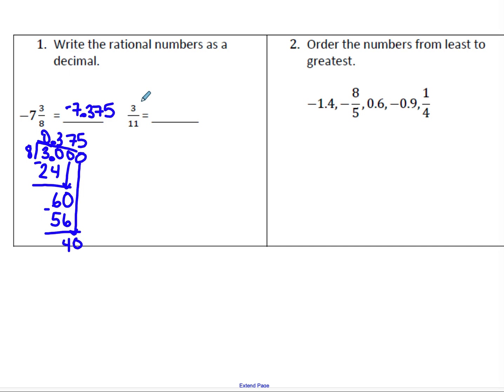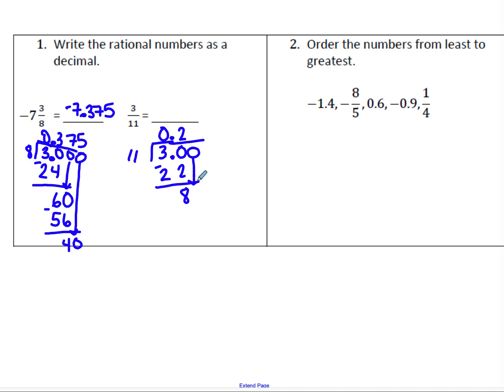Okay, the next one I have is 3/11. So 3, again, that numerator goes on the inside. 11 goes on the outside. 11 does not go into 3 a whole number of times. So I'm going to add a decimal and a 0 and a 0 and a decimal. 11 does go into 30 2 times. 2 times 11 is 22. 30 minus 22 is 8.